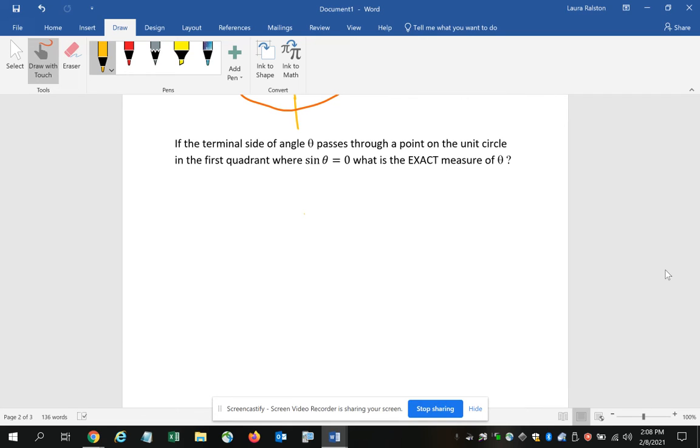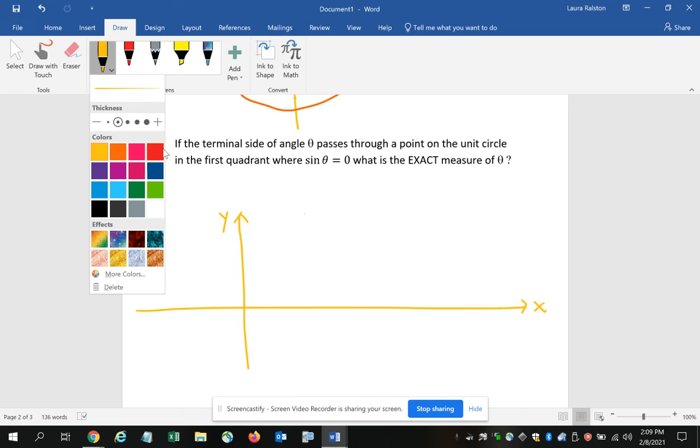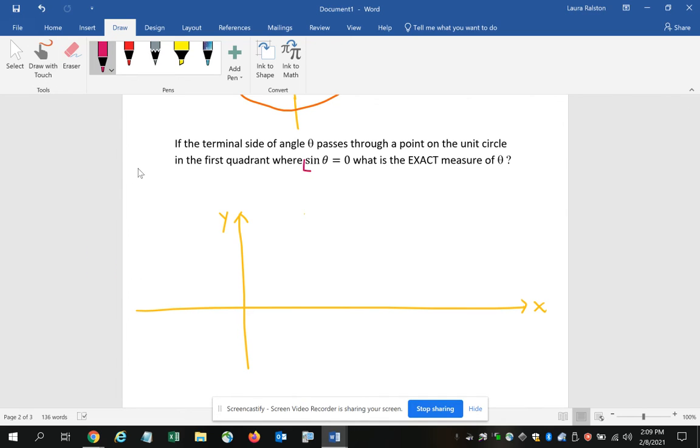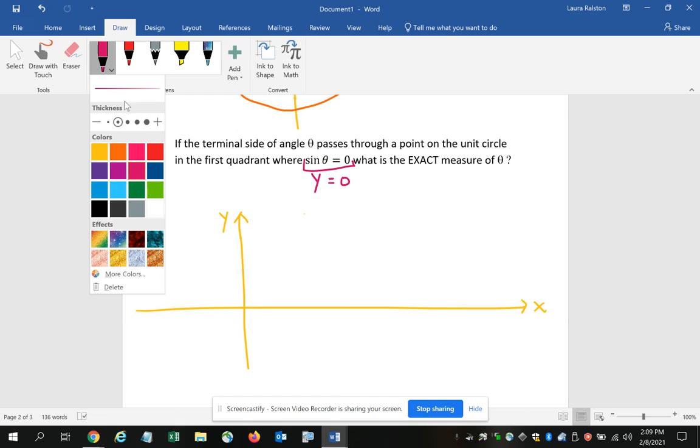This one's worded just a little bit differently. Okay, so again, it says if the terminal side of an angle theta passes through a point on the unit circle in the first quadrant where sine theta equals 0. This one's worded differently because instead of saying x or y, it says the sine of theta. But remember, the sine of theta corresponds to y. So they're really telling you that y equals 0 here.